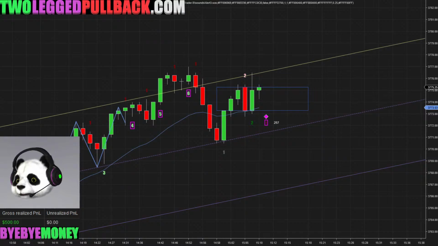Quick look at GameStop here. What do we got? What is GameStop showing us right now? I'm not trading this bonanza, but wow. Wow. Huh. GameStop is showing a two-legged pullback. It looks kind of crazy, but GameStop is showing a two-legged pullback.